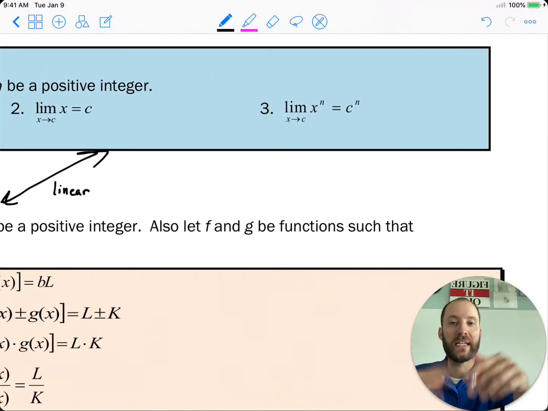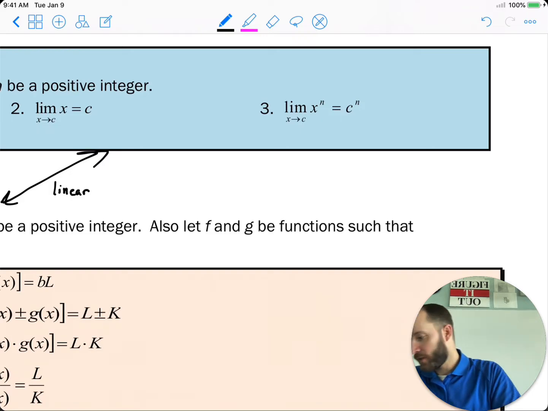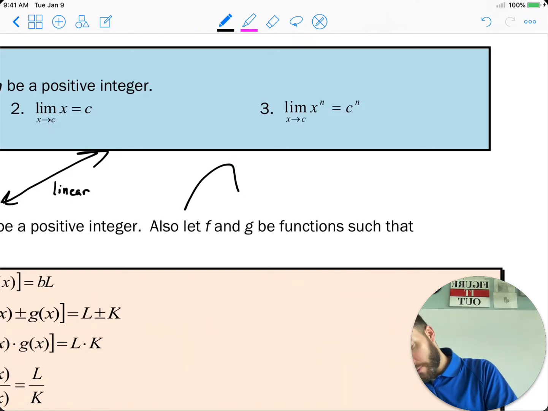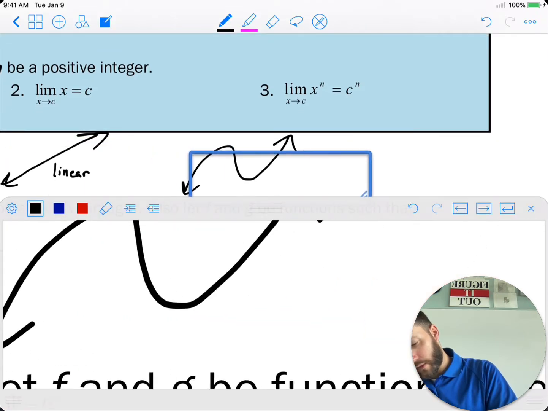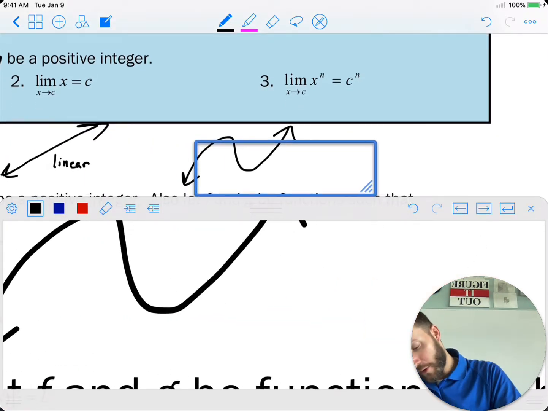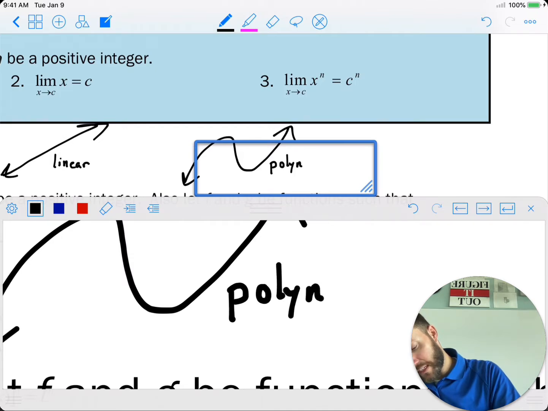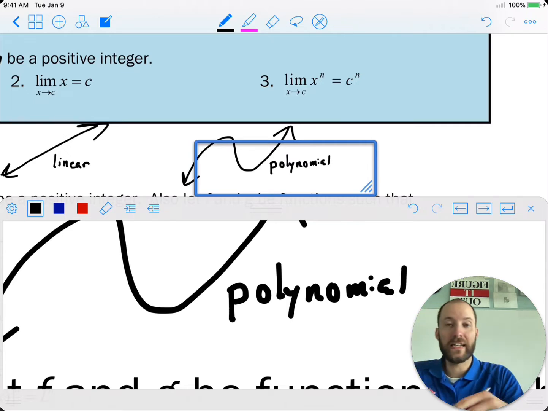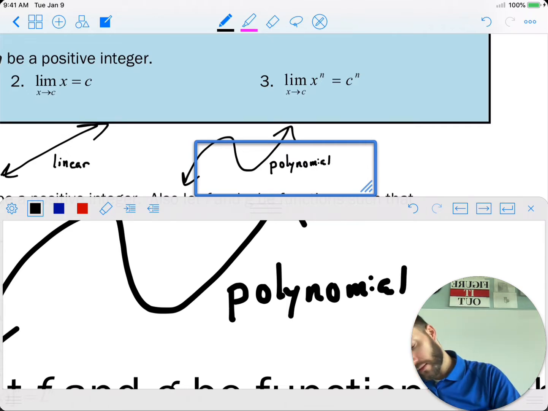Limit of x to the n as x approaches c is c to the n. So this is your polynomial function. As you have x to the power of n, x is approaching c, so just plugging in c for x. So no longer x to the n, but c to the n.